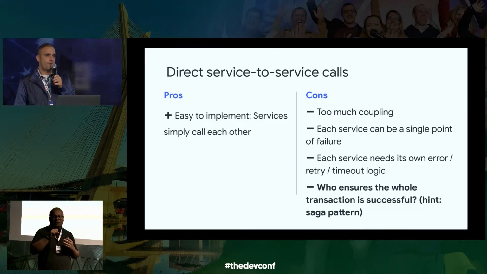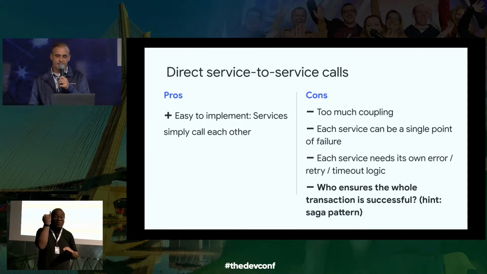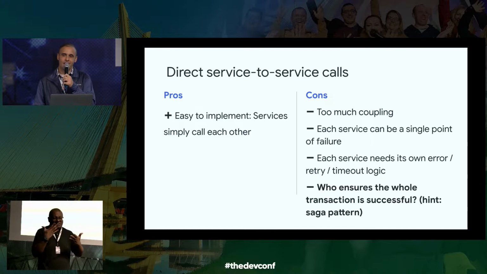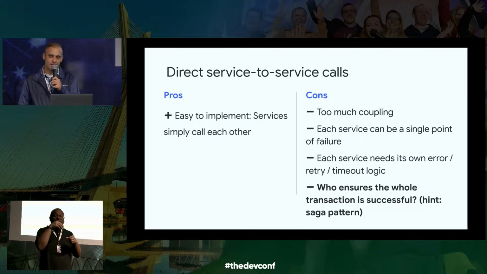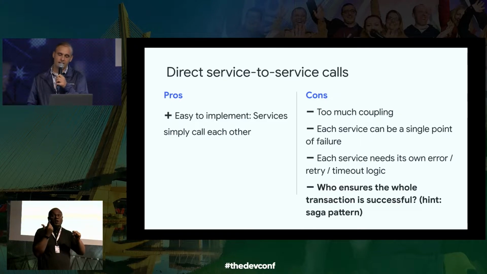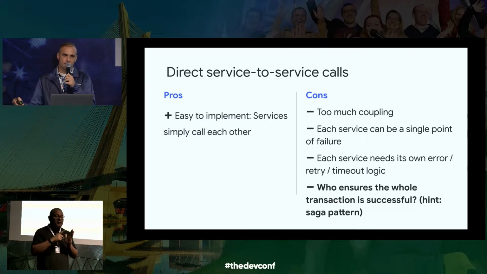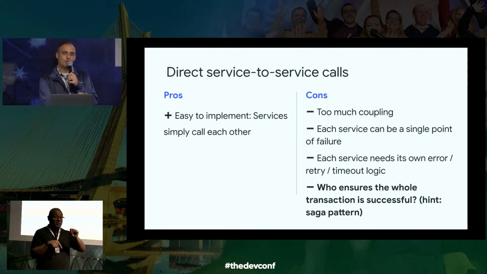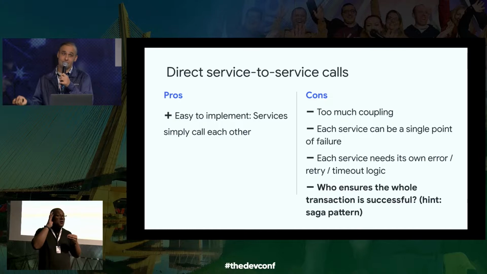And for me, the most important problem is: who ensures that the whole transaction is successful, right? I mean, each service might be doing their own bit, but who makes sure that this transaction that spans multiple microservices is actually successful? There's actually a pattern called the Saga pattern that helps with this, that we'll talk about. So as you can see, in this simple service-to-service call, it's very easy to implement, but it already has a lot of problems that you need to think about. So it's not so easy, maybe, right?